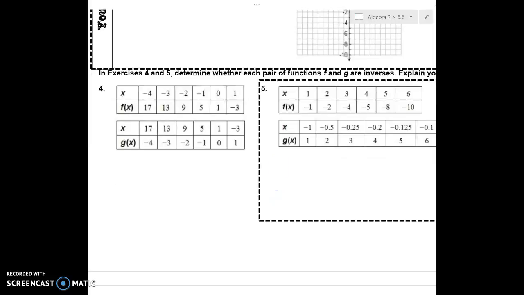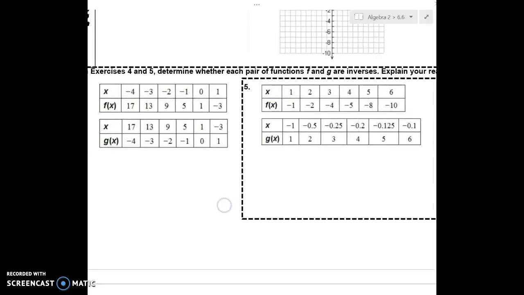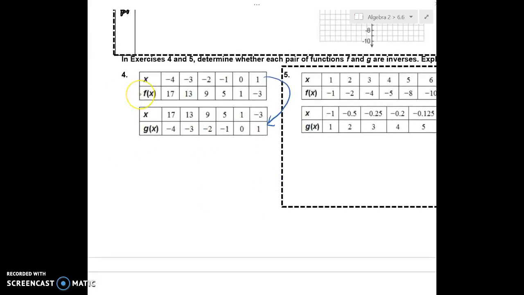Okay, now I'm going to move on to number 4. It says determine whether each pair of functions f and g are inverses. Explain your reasoning. In order to tell that they are inverses, all these x values have to be the exact same as the y values of the other function, and all the y values of the original have to be the exact same as the x values of the other function. So let's go ahead and go one by one, checking to see if we have the exact same.